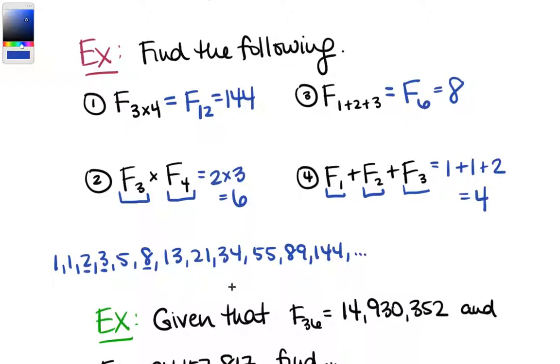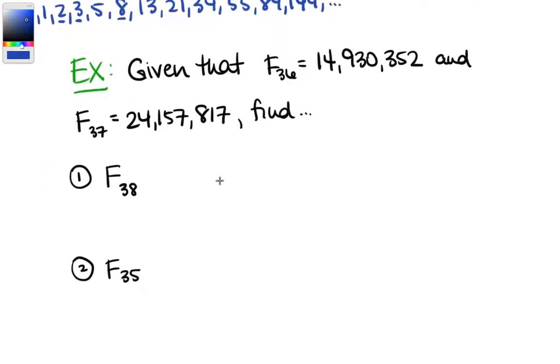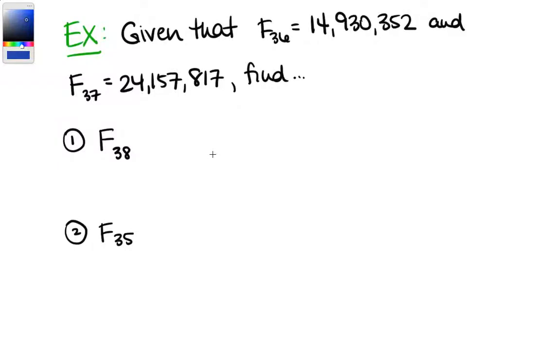All right. The last example of this video, we're going to work with some much larger Fibonacci numbers. Fibonacci numbers get big really, really quickly. The 12th one in the sequence was 144. The 36th one is 14,930,352. The 37th one is 24,157,817. Those are pretty large. So we want to find two things. We want to find the 38th Fibonacci number and the 35th Fibonacci number.